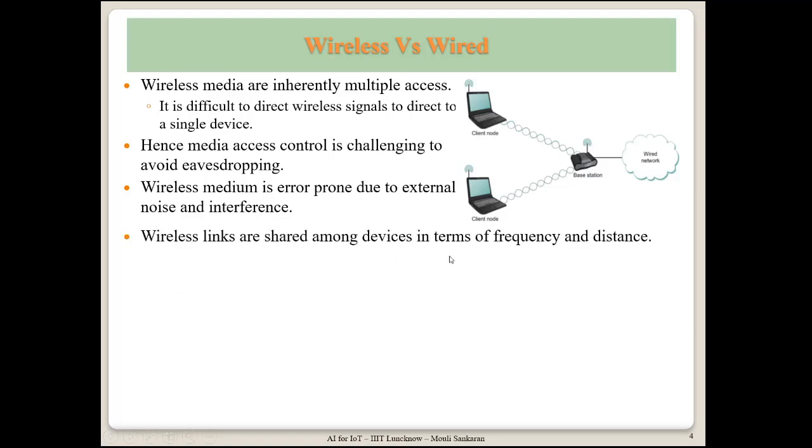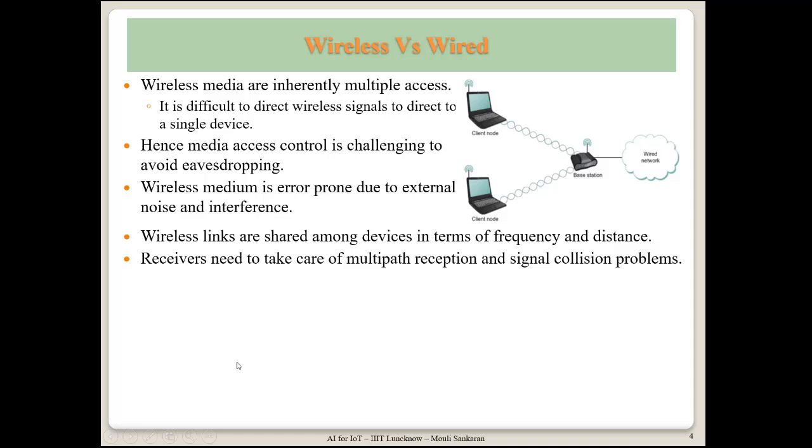Wireless links are shared among devices in terms of frequency and distance. As I mentioned, the bandwidth that this particular router has is divided among all the devices which are connected to it. In your home, if your laptops, the TV as well as mobiles are connected, they all share the same router.